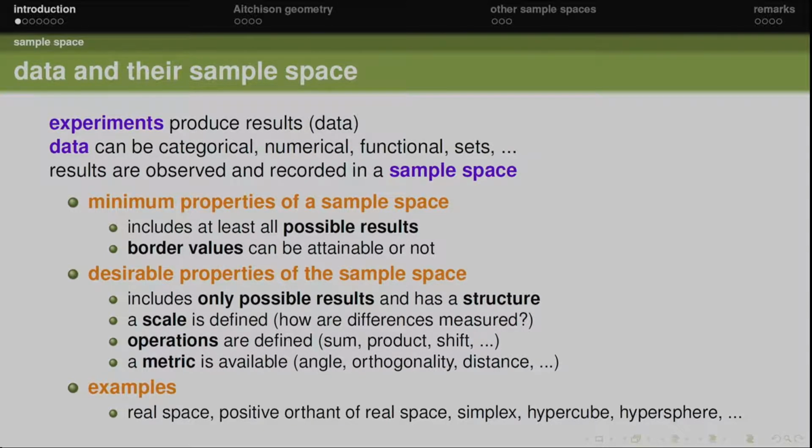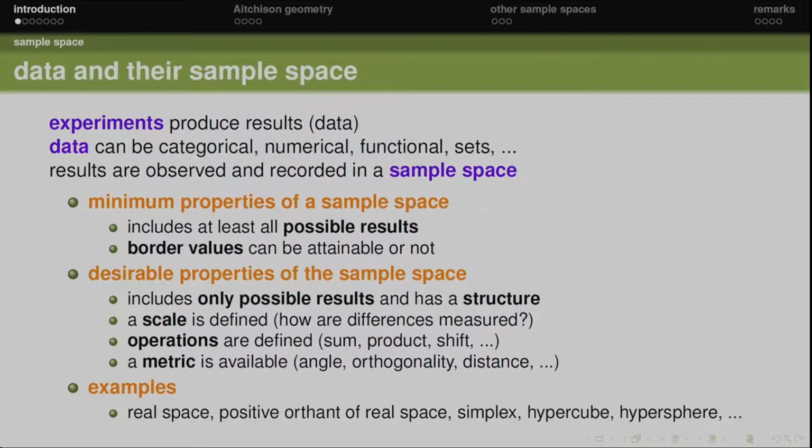What we expect of our sample space is that it includes at least all possible results. This is the minimum. We may or may not attain the border values. Infinity, when we have the real space as sample space, is usually not attainable. But it can be included in the sample space.